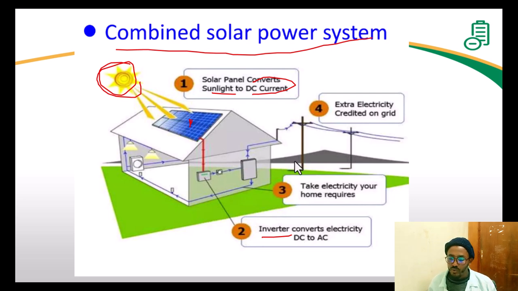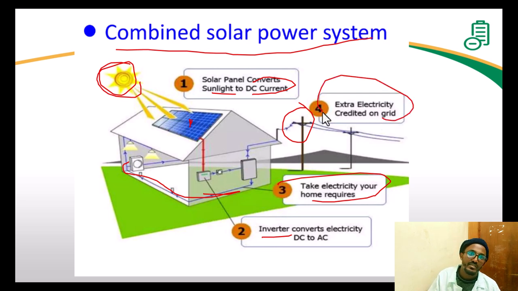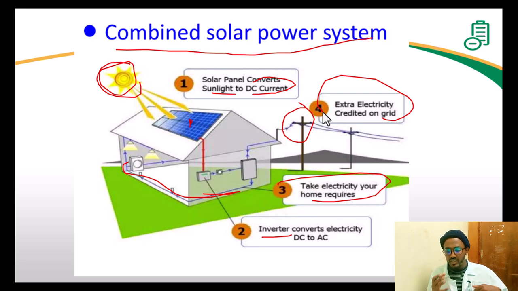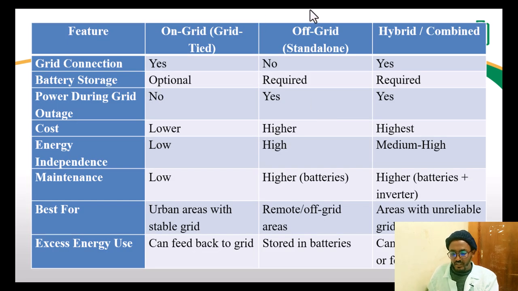And after that, we can take the electricity our home requires. But at the same time, we have the grid here. So if there's extra electricity, it's credited on grid. So the extra electricity moves to the grid after we take the enough amount of electricity that we need for our home. So we can say these are combined solar power systems, both on grid and off grid. If we combine them, we can get this kind of solar power system.